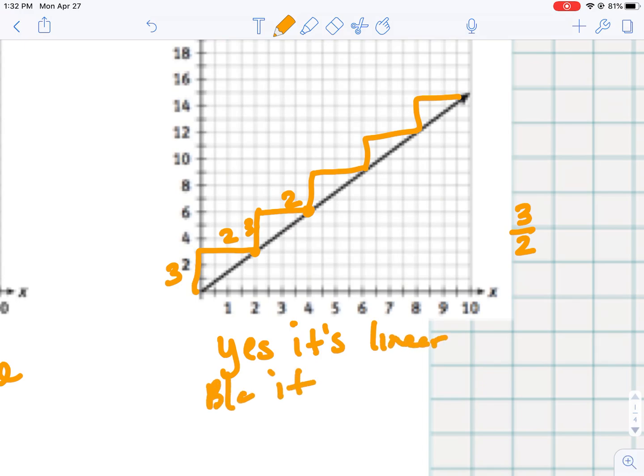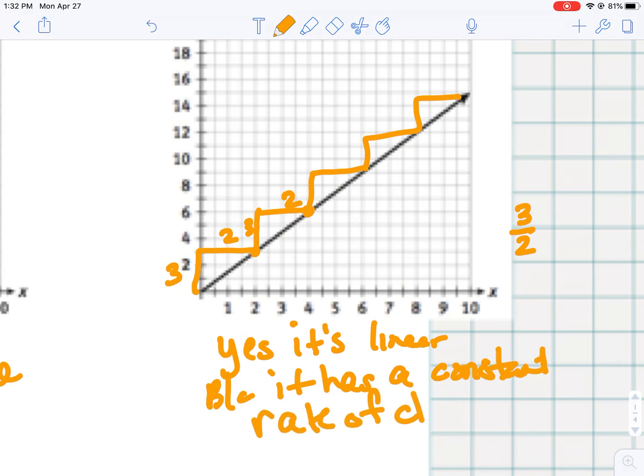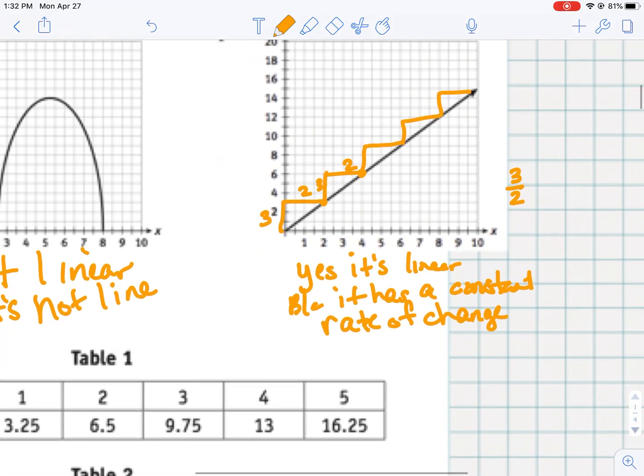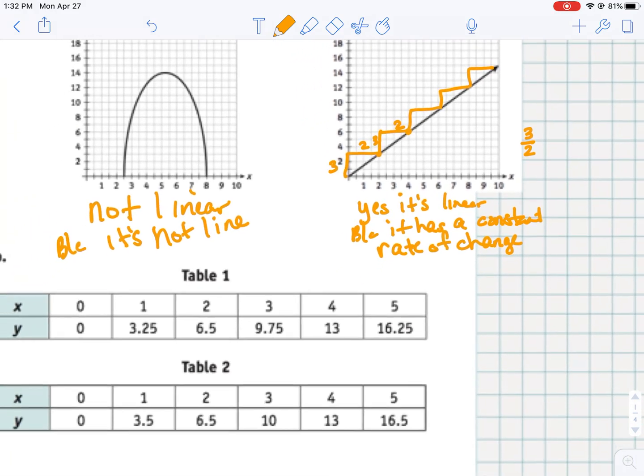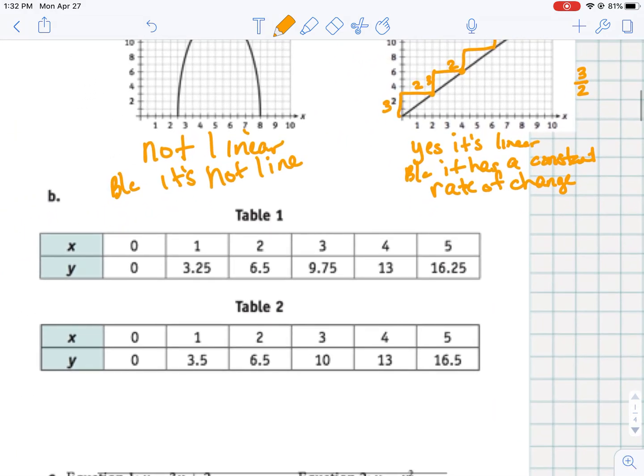And we can say that because it has a constant rate of change. Okay, so that's something that we are going to use quite often to determine if something's linear. We're just going to say, yep, it has a constant rate of change. Okay, so the next example is a table. So we're going to look at this table, and we don't want to graph it. We just want to see if it has a constant rate of change.